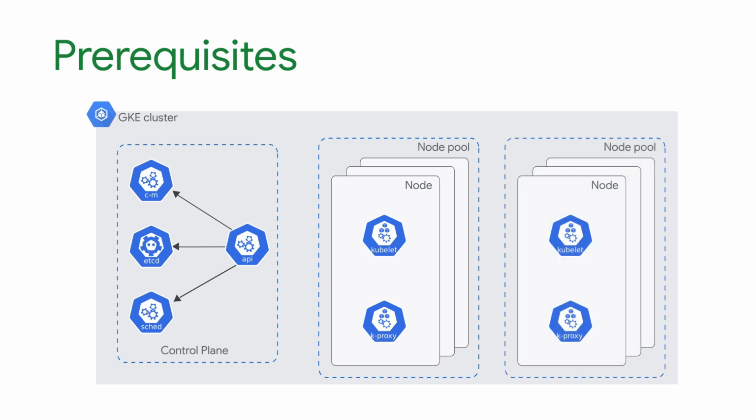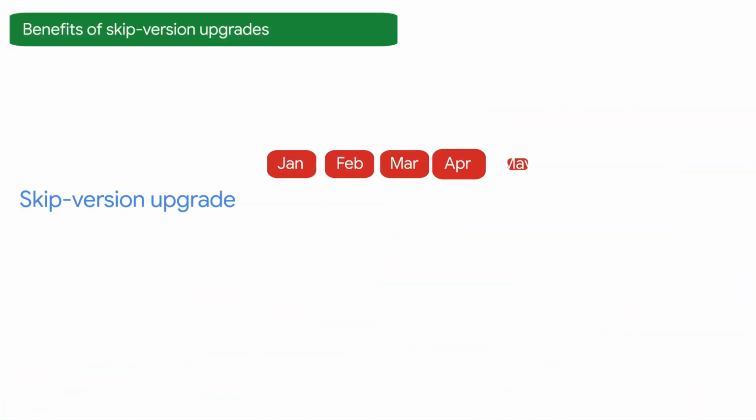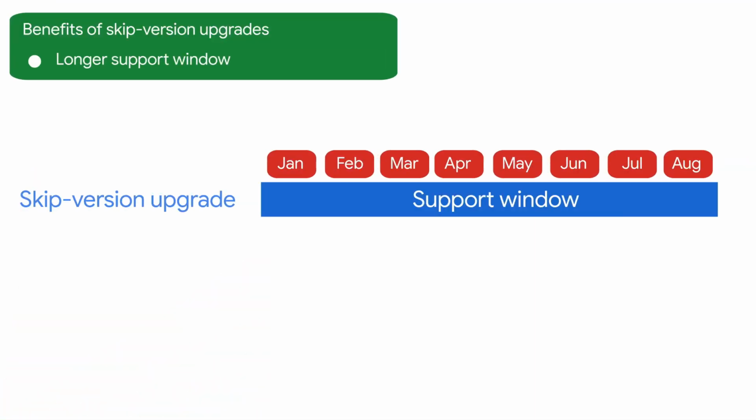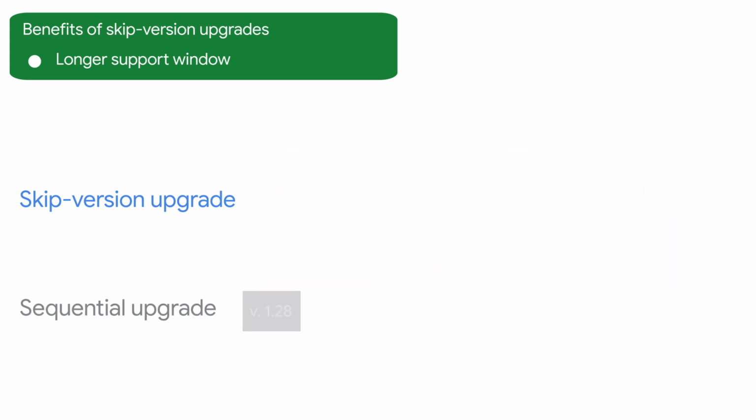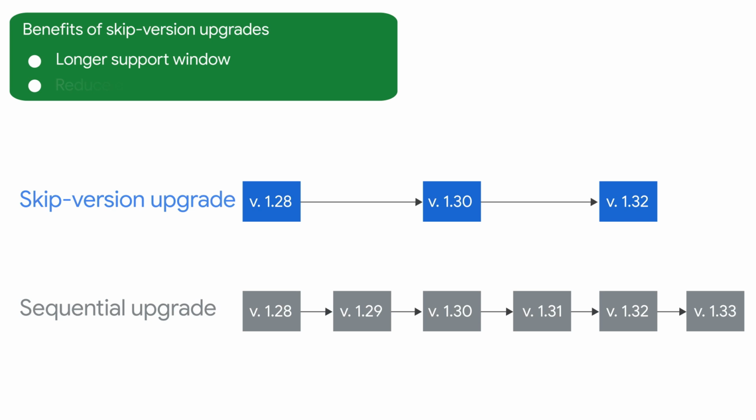When you skip a version during an upgrade, you stay on a supported version for a longer time than if you upgrade it sequentially. You also perform fewer upgrades in total, which reduces your workload disruptions.